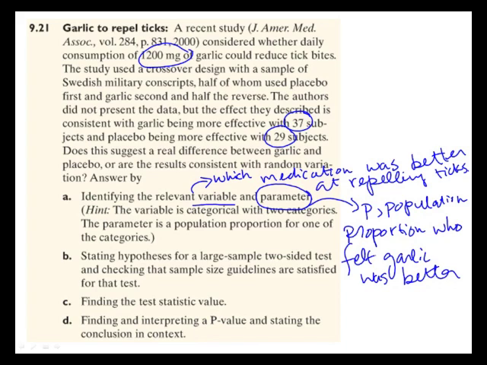I'm sorry? Who felt garlic? Oh, which medication was better at repelling ticks? The P, I have comma, population proportion. It looks like a greater than. Oh, that's why I was confused. Sorry, that's okay. P, comma.